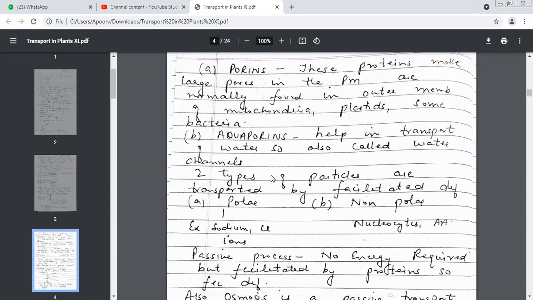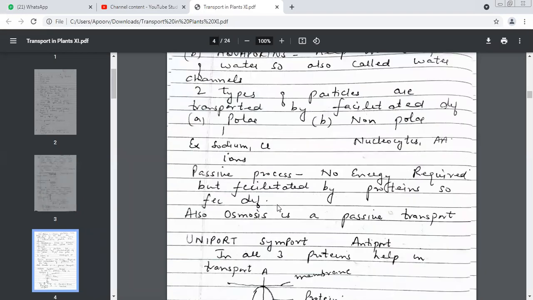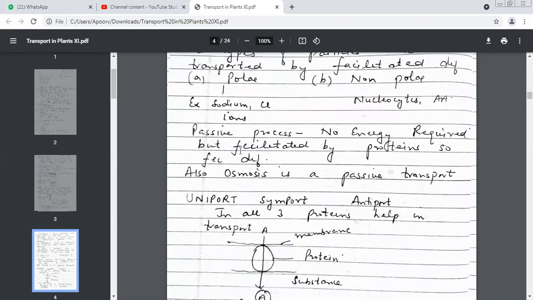Give me an example of polar molecules. Sodium ions and chlorine ions. Yes. And an example of non-polar ones: nucleosides, amino acids, all these. So passive process, I hope it's clear. No energy is required, because it is just facilitated by proteins. That is why this diffusion is known as which diffusion? Facilitated diffusion.